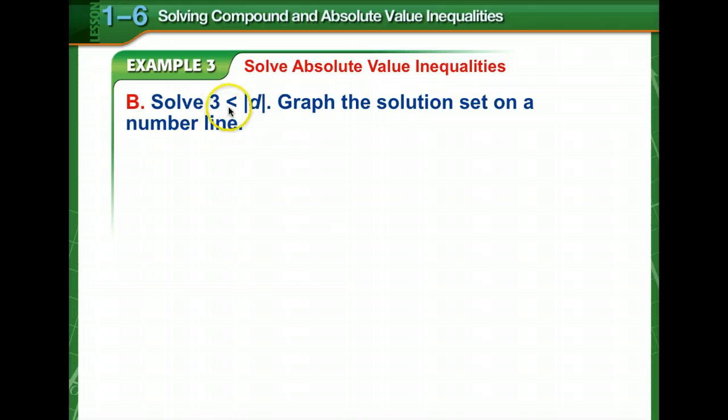Now in this instance we have 3 is less than the absolute value of d. Before, we had that the absolute value of d was less than. Here, 3 is less than. So we're going to graph the solution set on a number line.